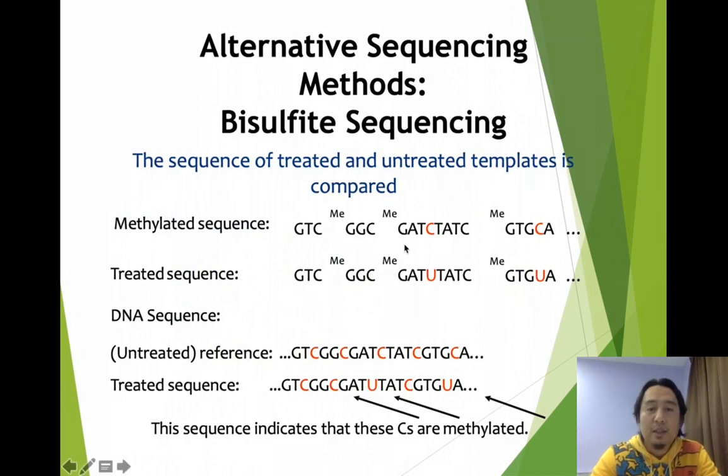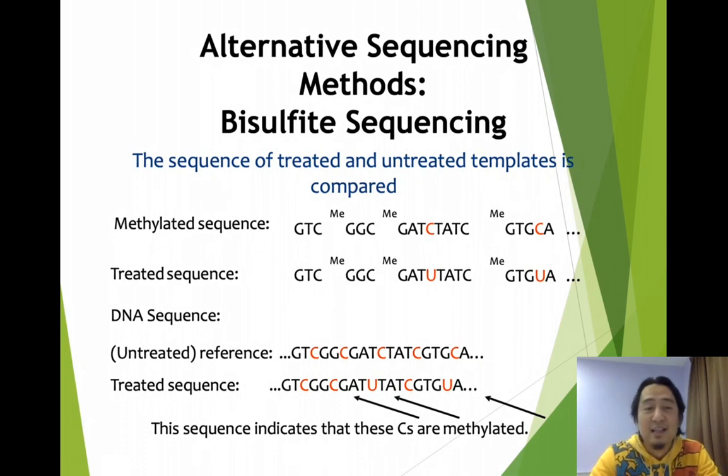Then when we want to sequence, for example, this C is methylated. But this C is not methylated. So when we do the sequencing treatment, the bisulfite conversion or bisulfite treatment just now, the unmethylated C will be changed into U. Right? So we know later on that the position of this C is not methylated.